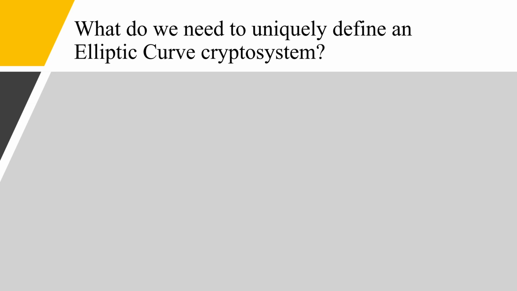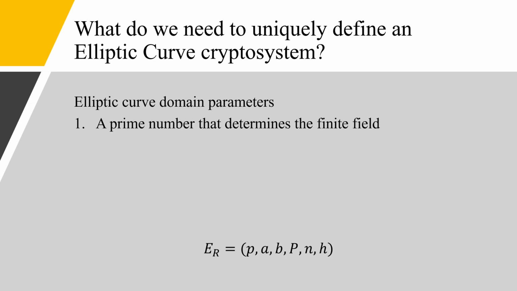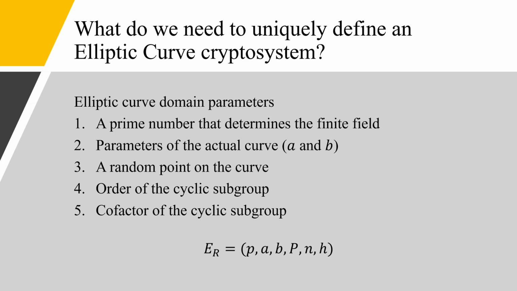And now we look at what we need to uniquely define an elliptic curve cryptosystem. There are 6 different values that provide a fingerprint for an elliptic curve, and these are called the domain parameters. So let's look at each of these 6 individually. First is a prime number that determines a finite field, that is small p. The second 2 are parameters of the actual curve, a and b. The third is a not so random point on the curve. I mean, theoretically it could be any point, but it's chosen with some care. And then the order of the cyclic subgroup, which is small n, and the cofactor of the cyclic subgroup, which is small h.